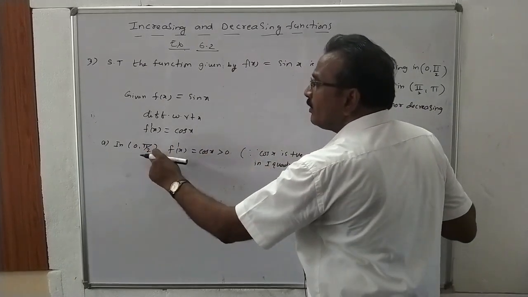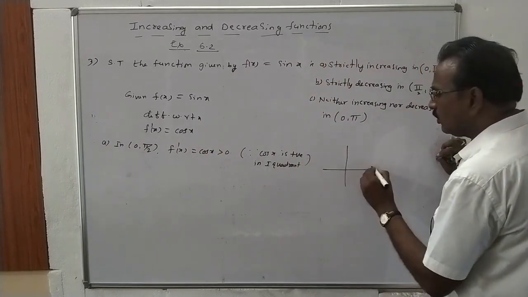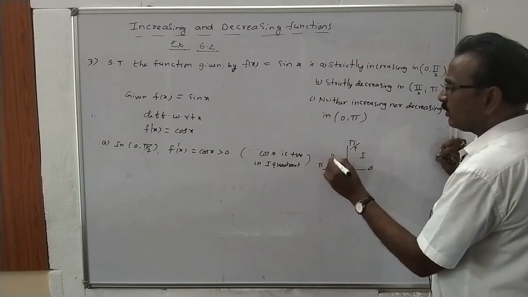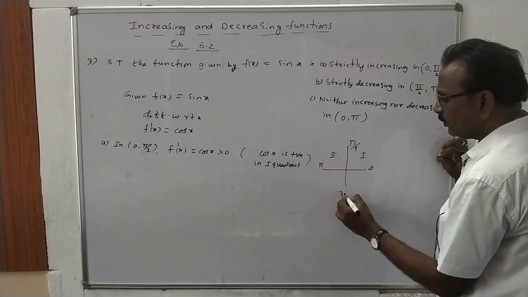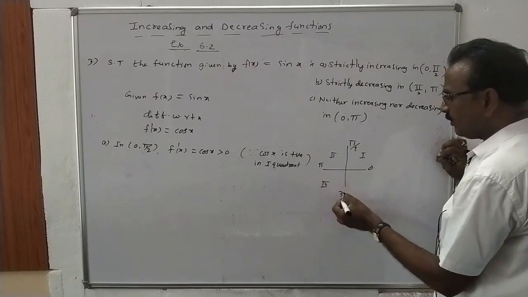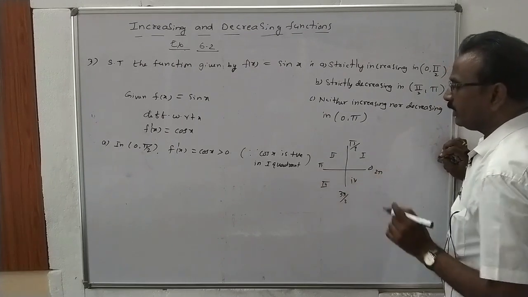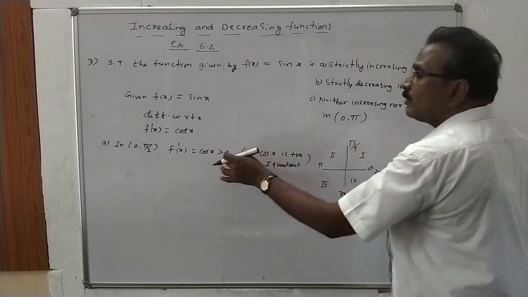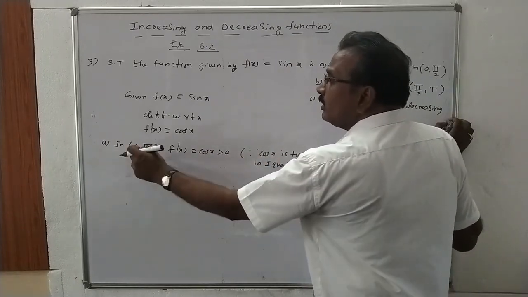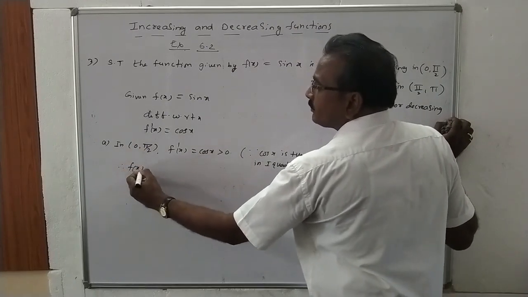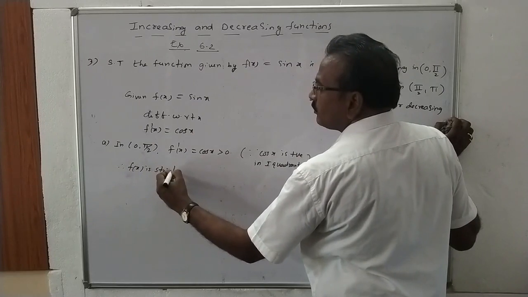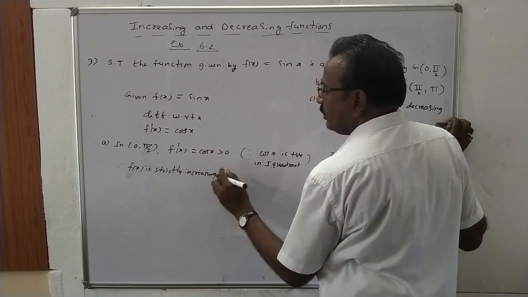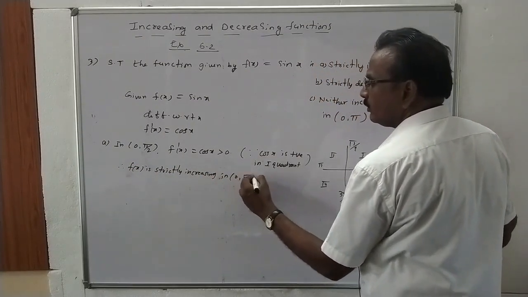Here cos x 0 to pi by 2 means, between 0 to pi by 2, that is the first quadrant, pi by 2 to pi second quadrant, pi to 3 pi by 2 that is third quadrant, 3 pi by 2 to 2 pi, that is fourth quadrant. In first quadrant all silver teacups. So in first quadrant cos is positive, that is f dash x is greater than 0 in this interval. Therefore f of x is strictly increasing in the interval 0 to pi by 2.